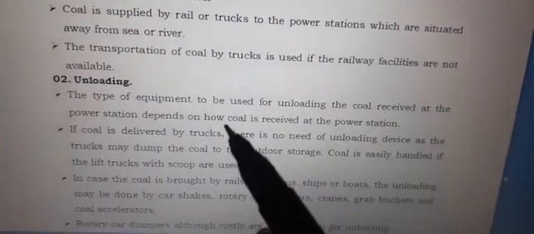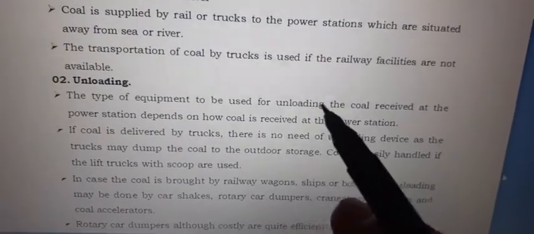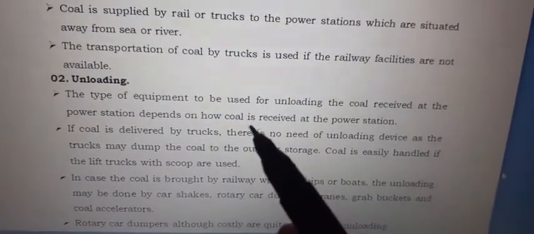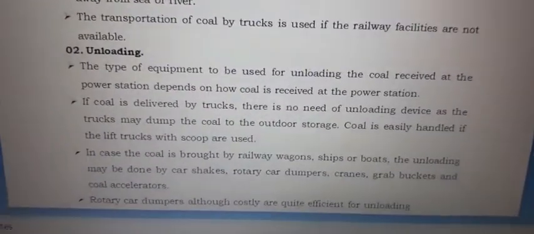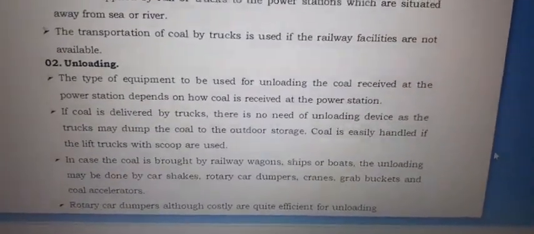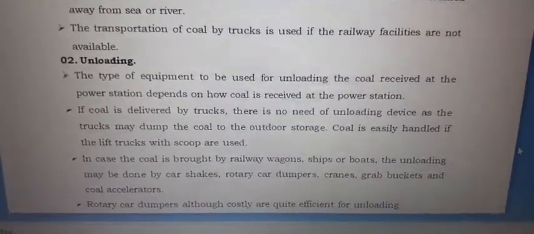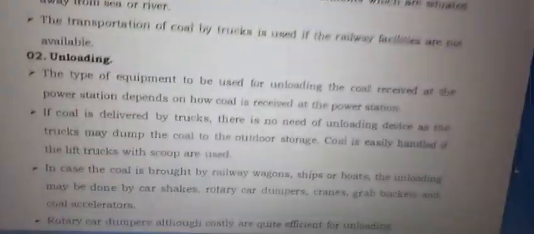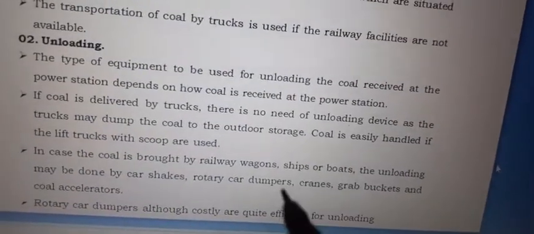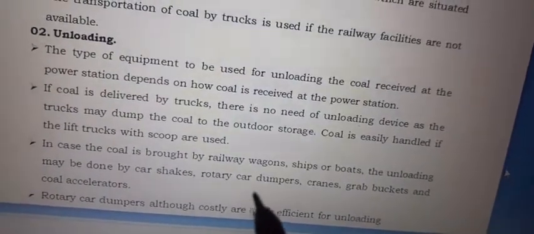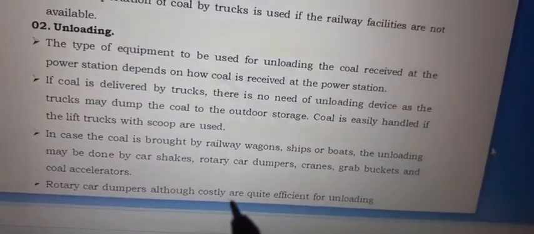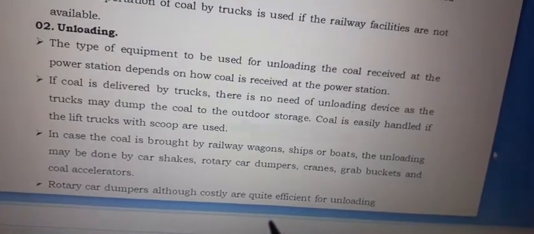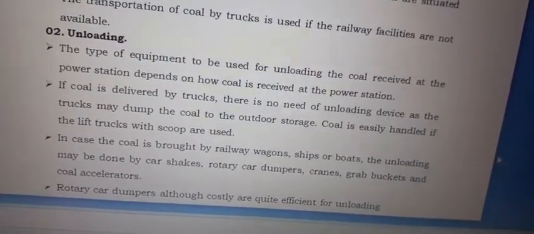The transportation of coal by trucks is used if the railway facilities are not available. And unloading, the second one. The type of equipment used for unloading the coal received at the power station depends on how coal is received. If the coal is delivered by trucks, there is no need of an unloading device, as the truck may dump it properly. In case the coal is brought by railway wagons, ships or boats, the unloading may be done by car shakers, rotary car dumpers, cranes, etc. Rotary car dumpers are costly but quite efficient for unloading.